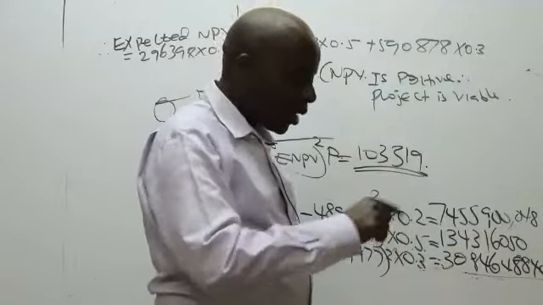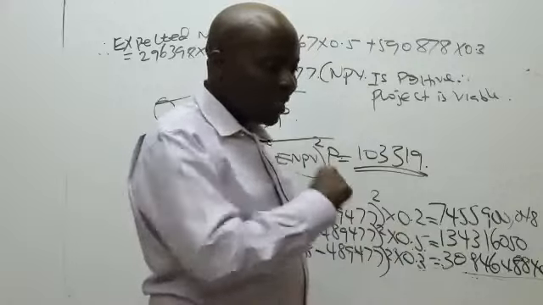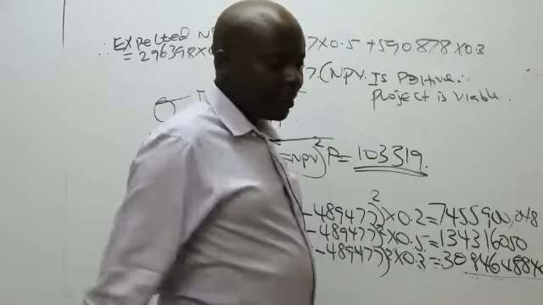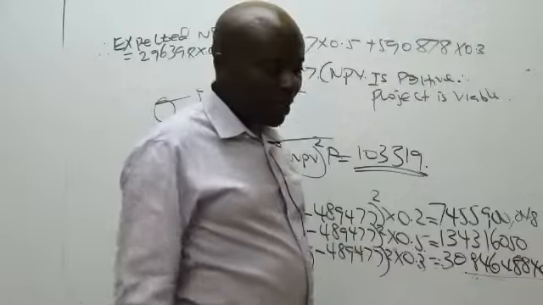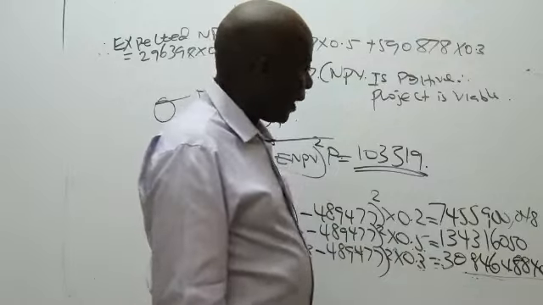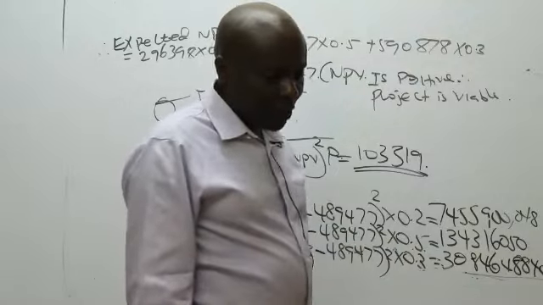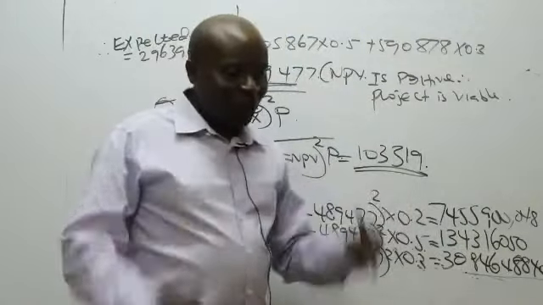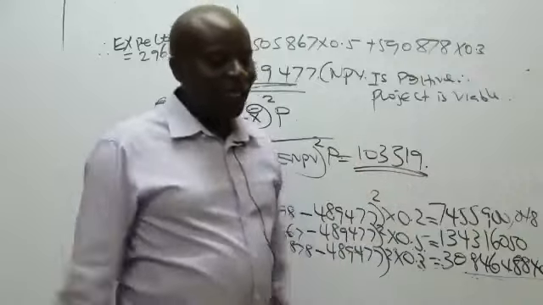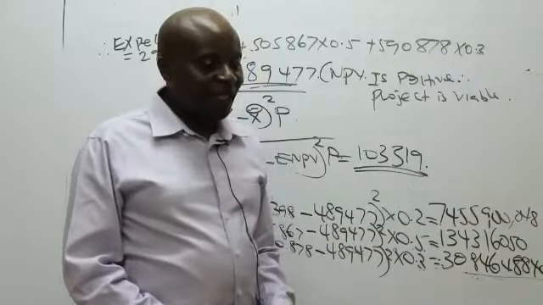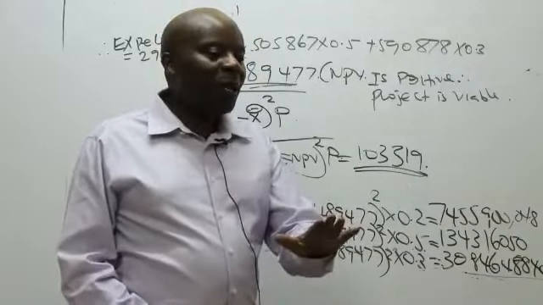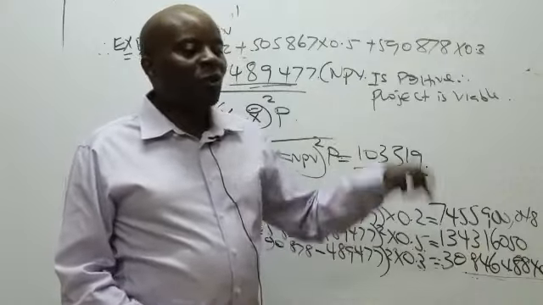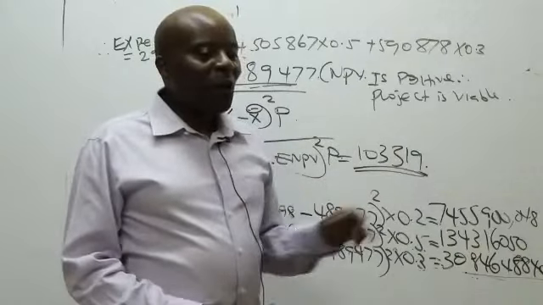I'll simply say square root answer. When you say square root answer, what are we getting there? 103,319. Now they're coming with the figure. Eric is still getting that. That is no problem, Eric. What you're supposed to do is now to say square root of that answer.